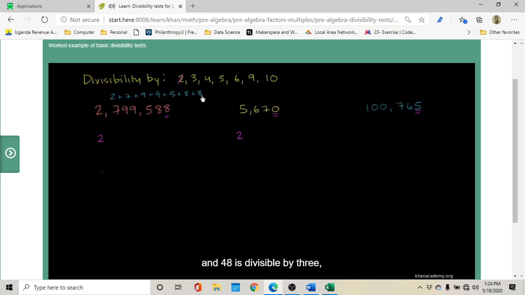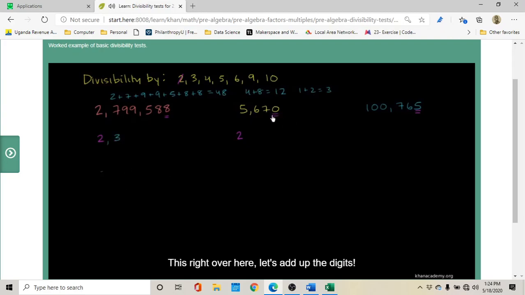And 48 is divisible by 3, but in case you're not sure whether it's divisible by 3, you can just add these digits up again. So 4 plus 8 is equal to 12, and 12 clearly is divisible by 3. And if you're not even sure there, you could add those 2 digits up. 1 plus 2 is equal to 3. And so this is divisible by 3.